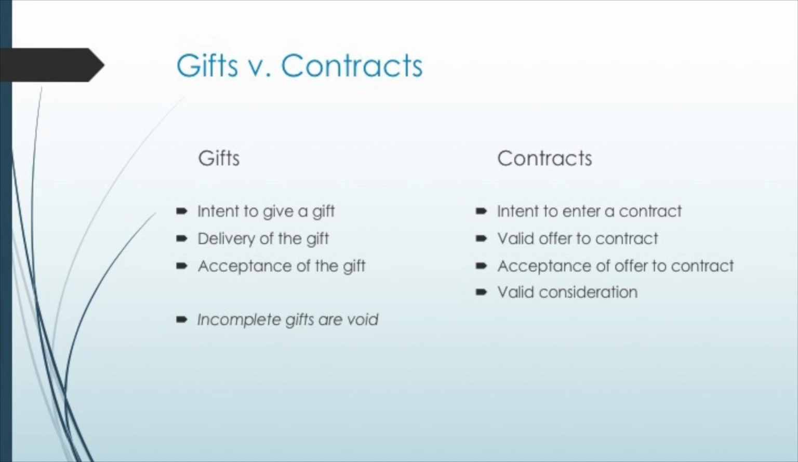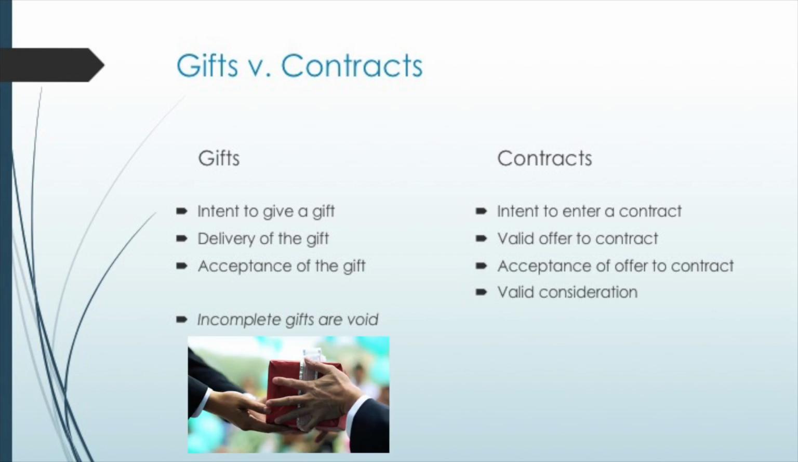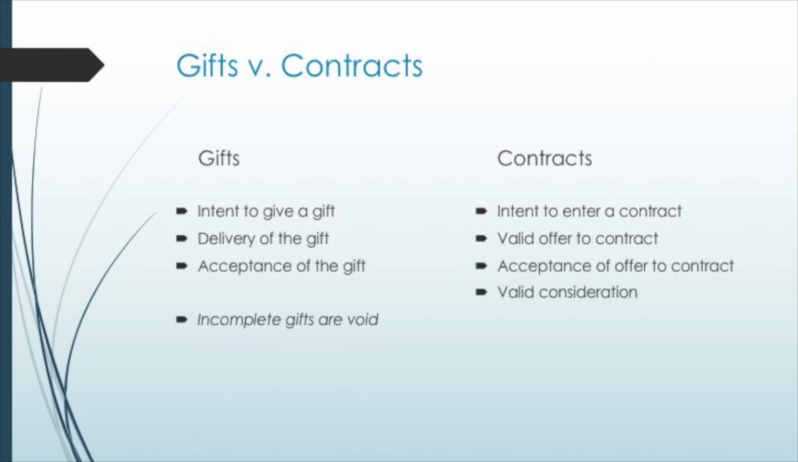A gift has 3 elements. You must intend to make a gift, you must deliver that gift, and that gift must be accepted by the recipient. Those are the only three requirements, but if one of them is not met, the gift is incomplete. A contract, as you know, has four requirements. You must intend to be bound by your offer. You must make that valid offer. That offer must be accepted, and there must be some value exchanged. In other words, consideration.